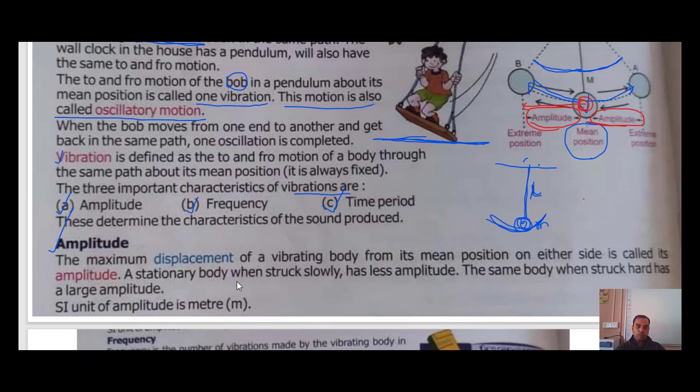A stationary body, when struck slowly, has a small amplitude. The same body, when struck hard, has a large amplitude. So when a body is moving slowly, it has less amplitude. If a body is moving rapidly, like this swing, it has large amplitude. The SI unit of amplitude is meter. How do you measure amplitude? Amplitude is nothing but the distance between these two points. Distance is measured in meter, so this is also meter.